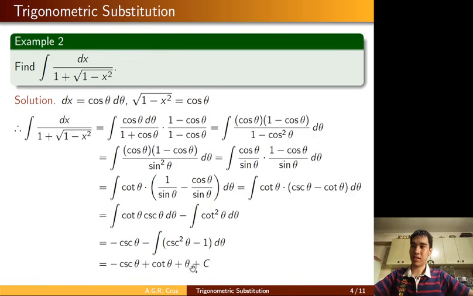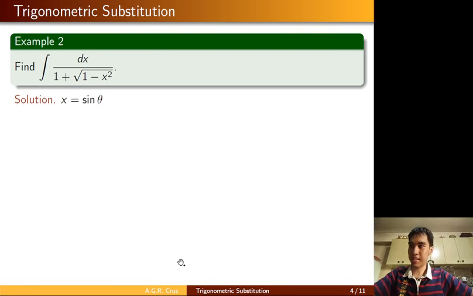Again, our goal is to re-express this in terms of x. So again, what's our goal here? Our goal here is to find cosecant theta, cotangent theta, and theta in terms of x. Okay? The theta is more or less simple. Our x is sine theta, no? And then we can take sine inverse of both sides, so theta will now be equal to the inverse sine of x. Okay? So this is your theta in terms of x. Okay, theta is done.